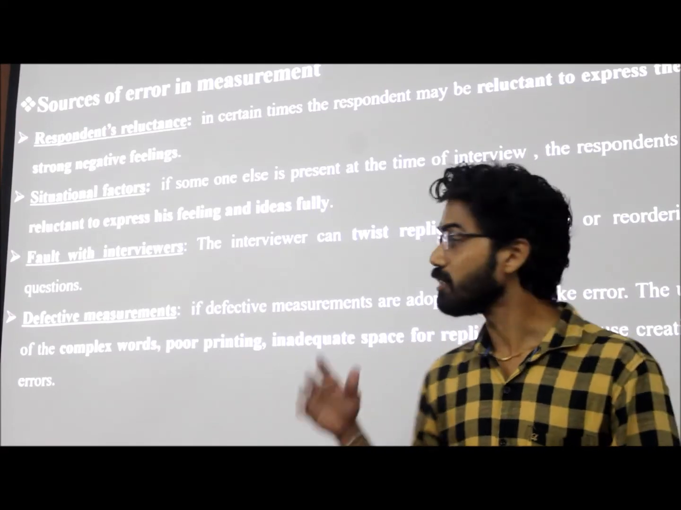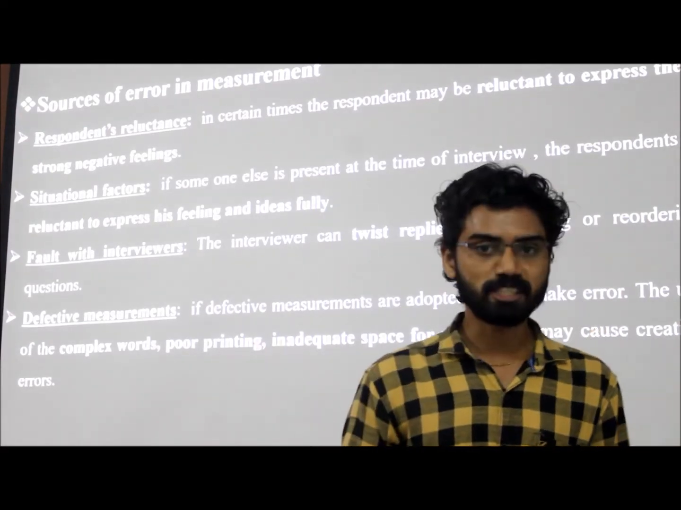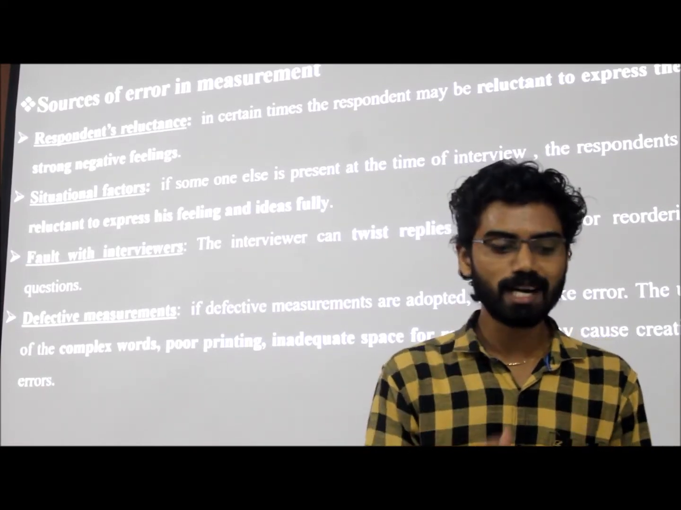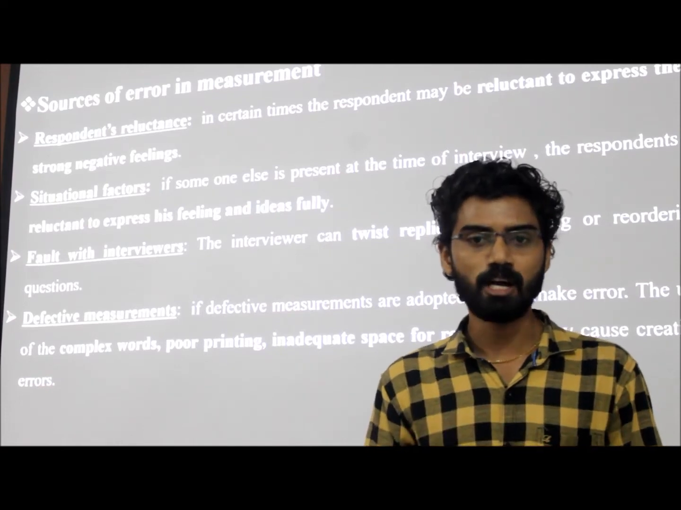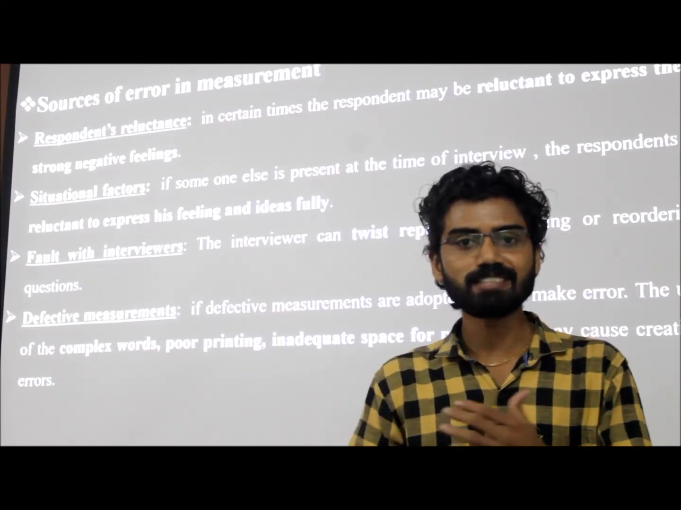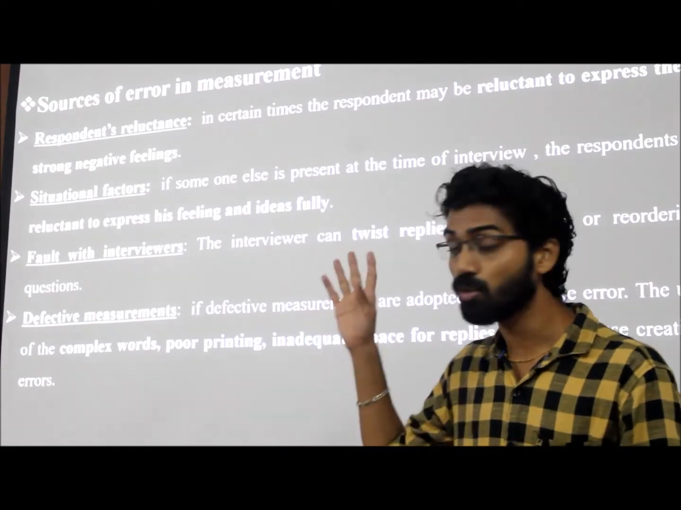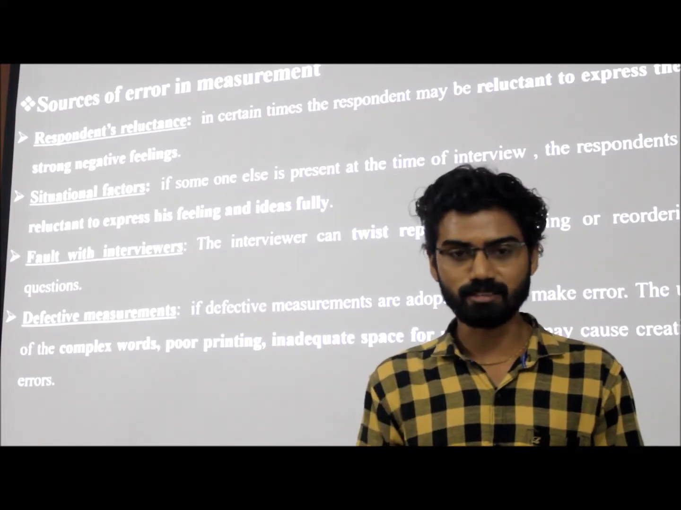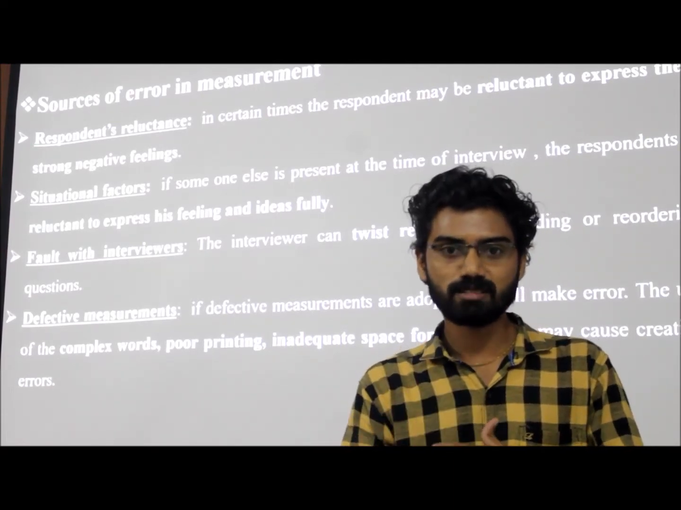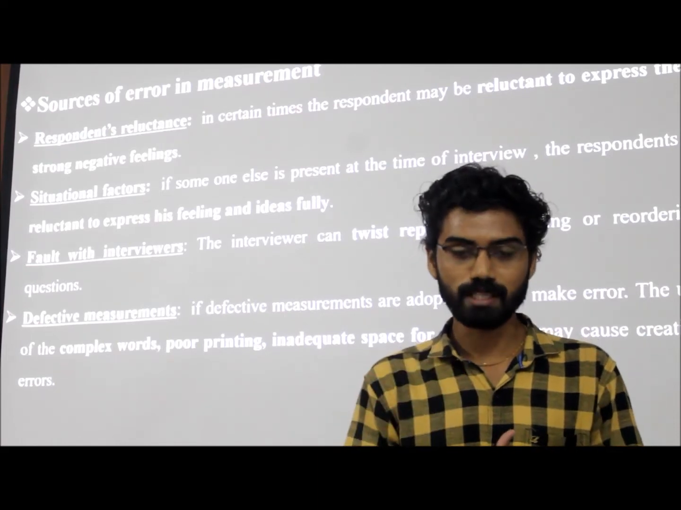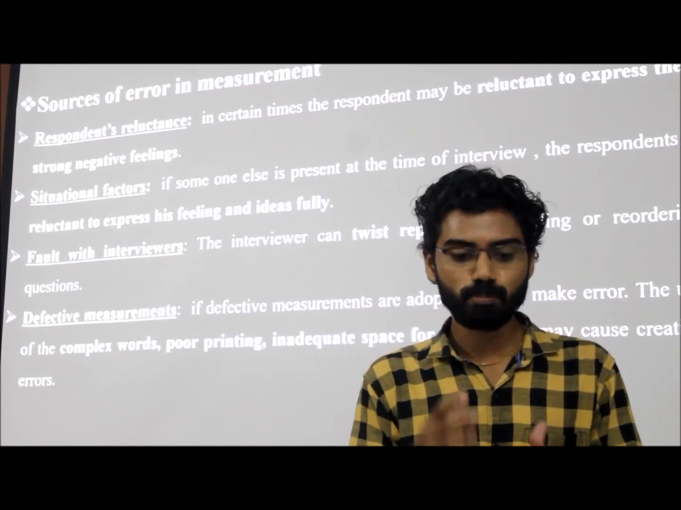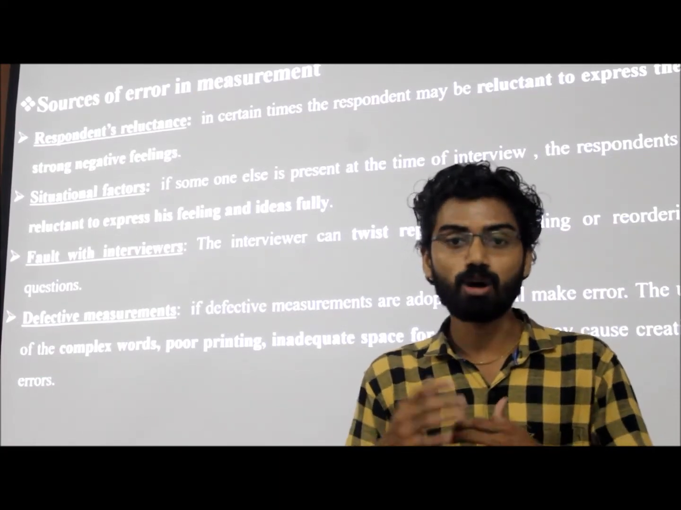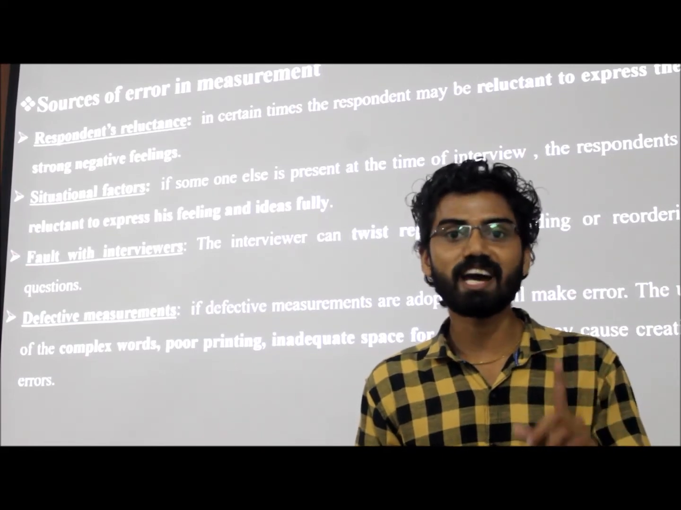And next we are going to discuss the sources of error in measurement. While we are conducting research, we have to collect numerous data. If we are collecting data, we have to measure that data. If we are measuring that data, there may be chances of errors. So we are going to discuss the sources of error in measurement. First one is respondents' reluctance. If we are conducting research, we are collecting data from the respondents. Sometimes the respondents may be reluctant to express their strong negative feelings while they are filling the questionnaire or we are interviewing them. That is a source of error in measurement.